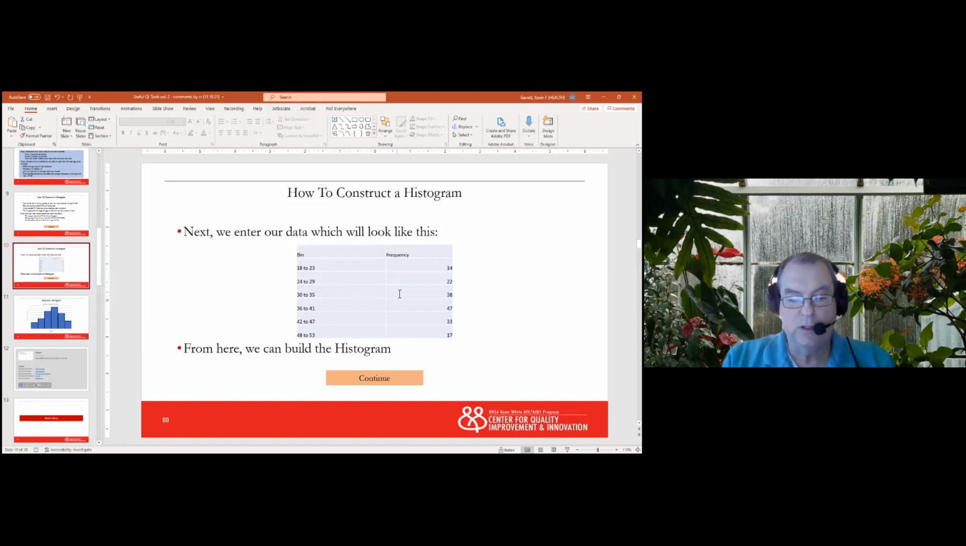You just want to make sure that you have the proper number of data points. You want to make sure that you've picked the appropriate number of bins. And then you want to make sure that when you calculate the bin width or size, that it's all equal, it's all the same. So there's as many data points between 18 to 23 as there are 24 to 29. And then you just count the number of times something occurs within that bin.